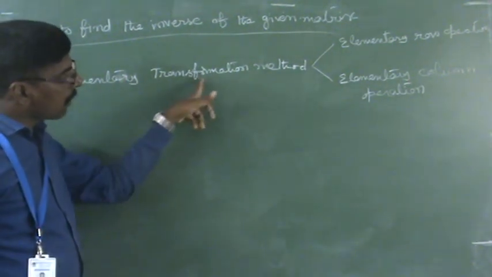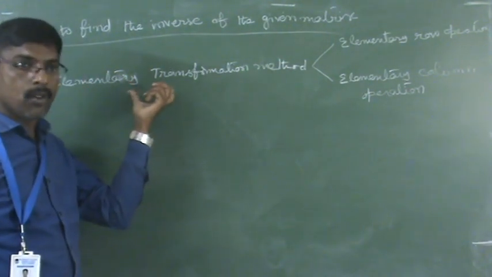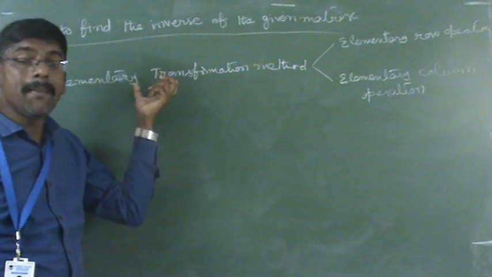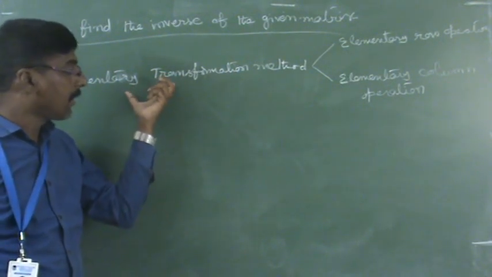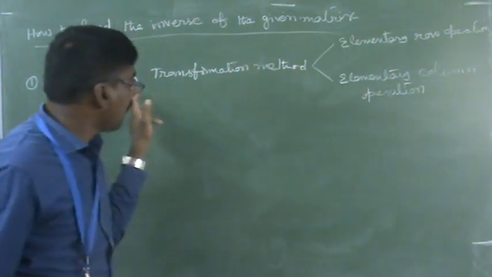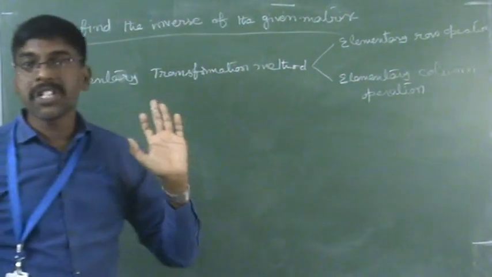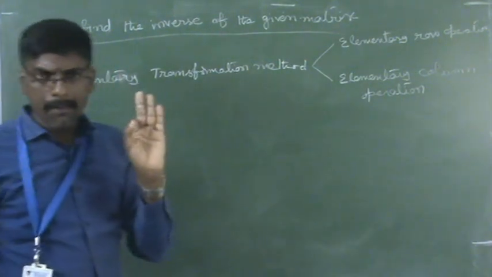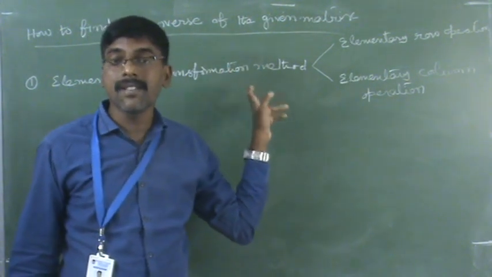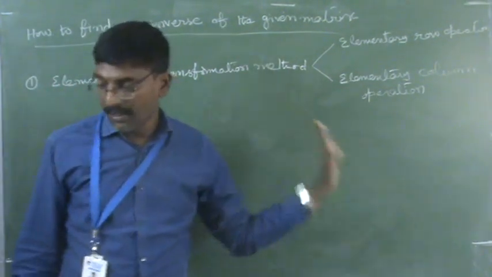Before discussing the elementary transformation method, first we have to know what is meant by elementary transformations. This is important: elementary transformation using row-wise operations, and elementary transformation using column-wise operations. What operations are there? Very important. Please listen very carefully about this method, because in our syllabus, 100% one 3-mark question is related to elementary transformation. Important. Please listen.